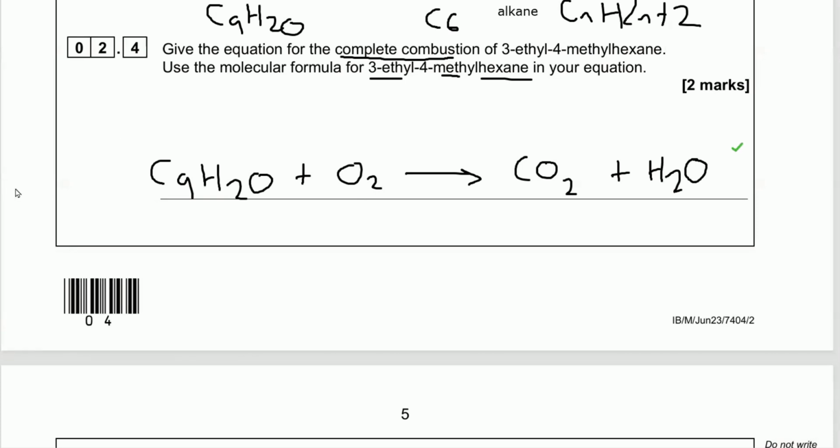So we get the first mark for the C9H20. But the second mark's for balancing this combustion equation. So you just take the fact that there are 9 C's in the hydrocarbon, and that's going to give you 9 carbon dioxides. And that's always the case in these combustions.